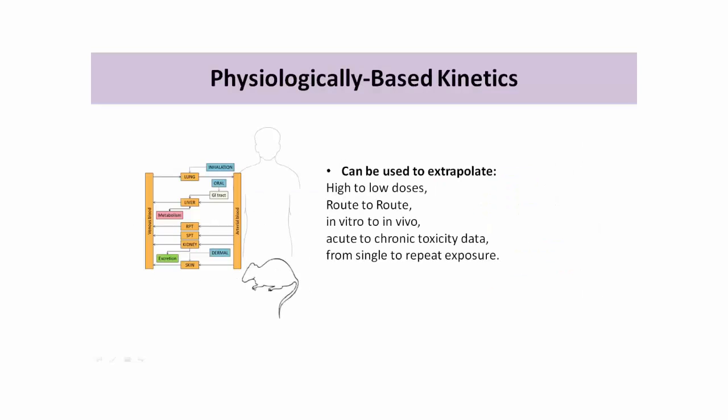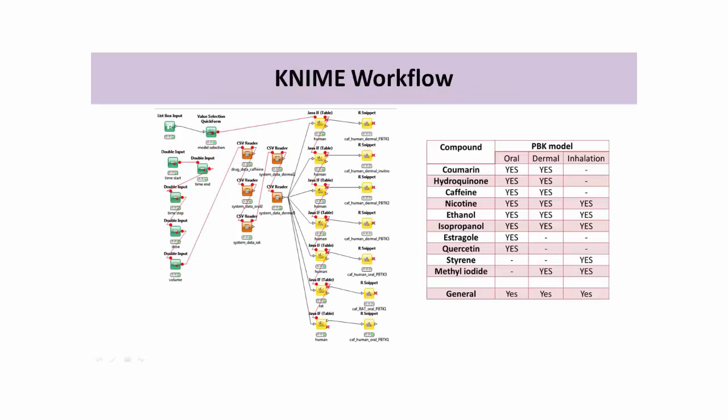and in organs. The applicability of such a model, for instance in risk assessment, is to perform several types of extrapolation, such as high to low doses, route to route, in vitro to in vivo, acute to chronic toxicity, and from single to repeat exposure. Here we can see on the right side a summary of all the chemicals for which we developed PBK models and for which exposure route was developed, so either oral, dermal, or inhalation.